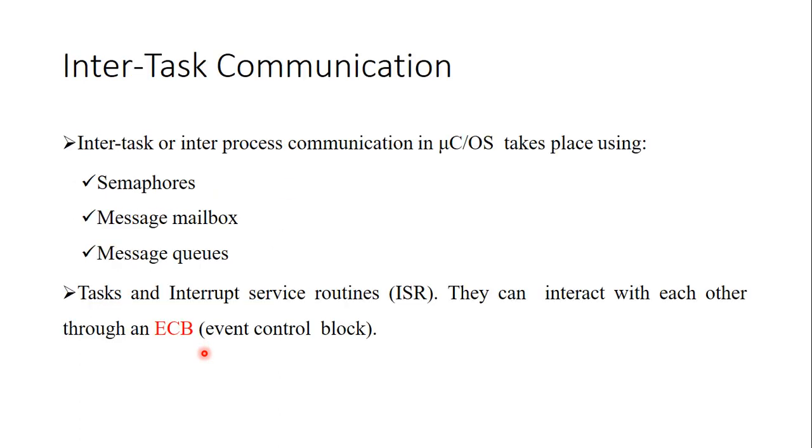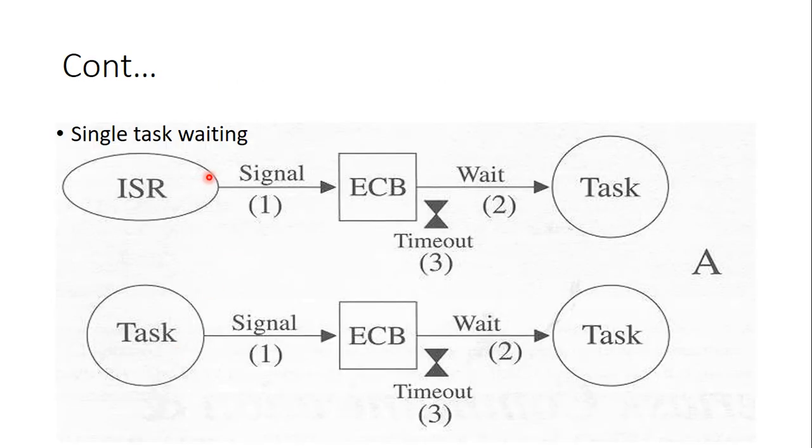For inter-task communication, we have the following three important things in MuseOS: semaphores, message mailboxes, and message queues. Tasks and interrupt service routines (ISRs) can interact using the ECB. The event control block is an important thing in MuseOS. For single task waiting, the task can get the service using the ECB by wait and signal, and this is how process communication can happen in single task waiting.